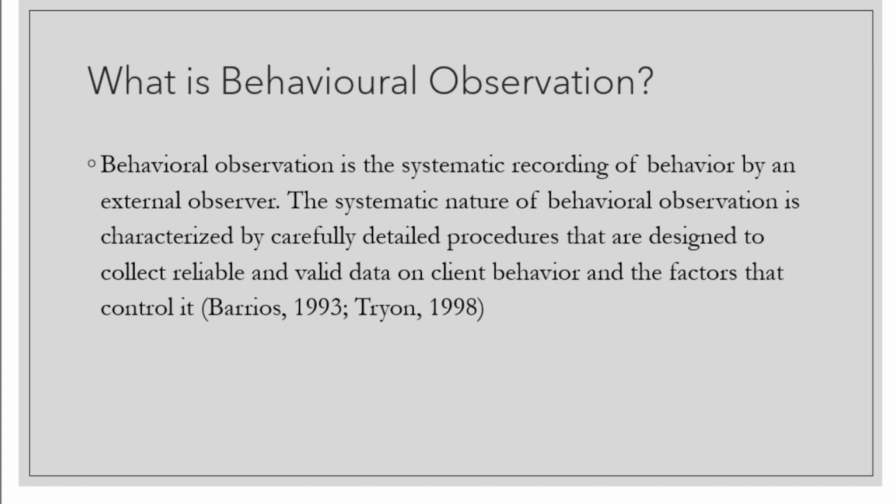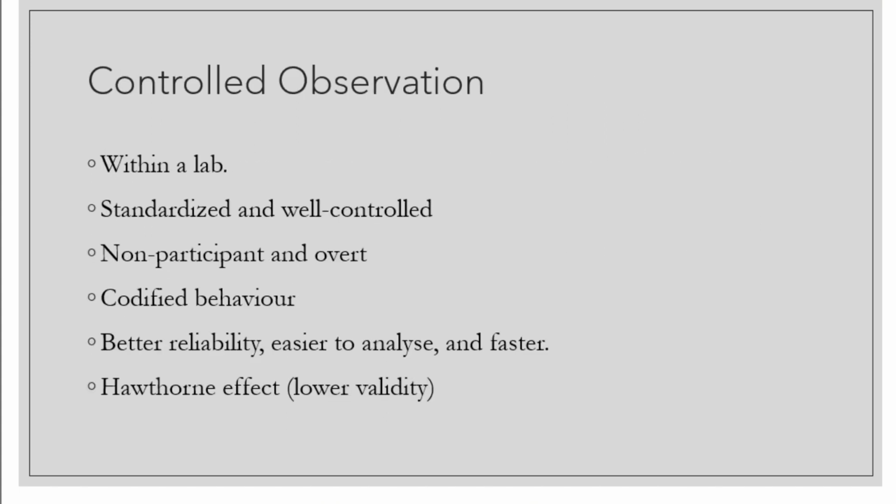You're currently seeing a proper definition of behavioral observation on your screen. You may pause the video to have a look at it and note how the words reliable and valid play an important role. Controlled observation, as the name suggests, is controlled by the experimenter to a greater degree. It usually takes place in a lab and is standardized, and hence is more generalized since it can be replicated. It is easier to gather reliable results from such an observation. It is usually non-participant, which means that the experimenter avoids coming into contact with the subjects, and it is also overt, which means that the subjects know that they are being studied.